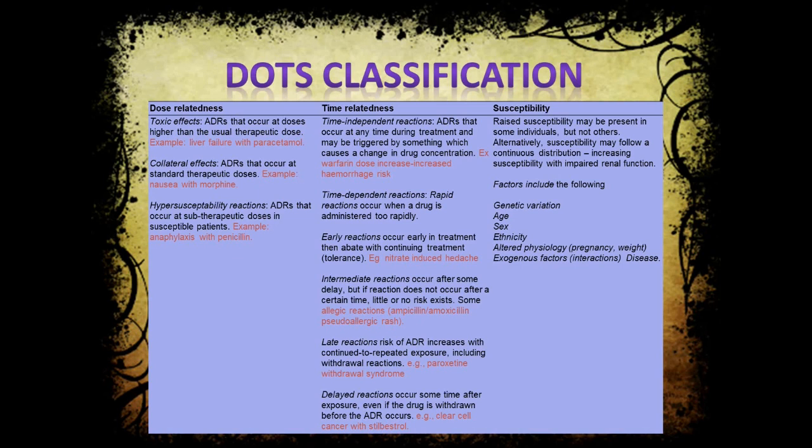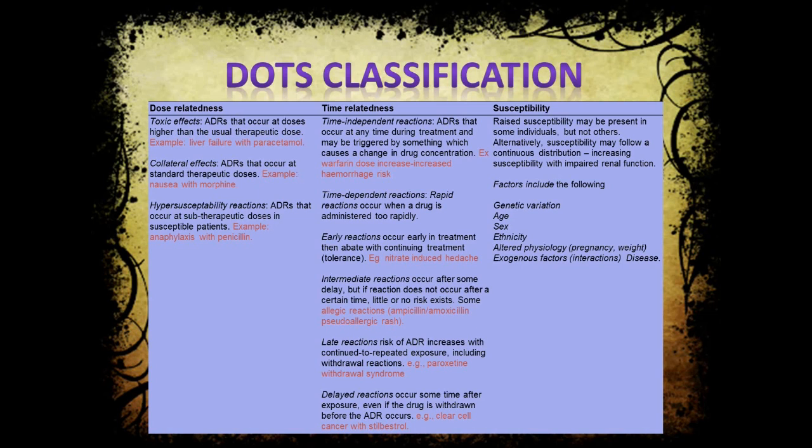Then time-dependent classification, or time-relatedness. This is basically of two types: time-independent reaction and time-dependent reaction. And time-dependent reaction can be divided as early reaction, intermediate reaction, late reaction, or delayed reaction. So what are time-independent reactions? These occur at any time during treatment and may be triggered by something which causes a change in drug concentration. Example, when the warfarin dose is increased, the hemorrhage or bleeding risk is also increased.